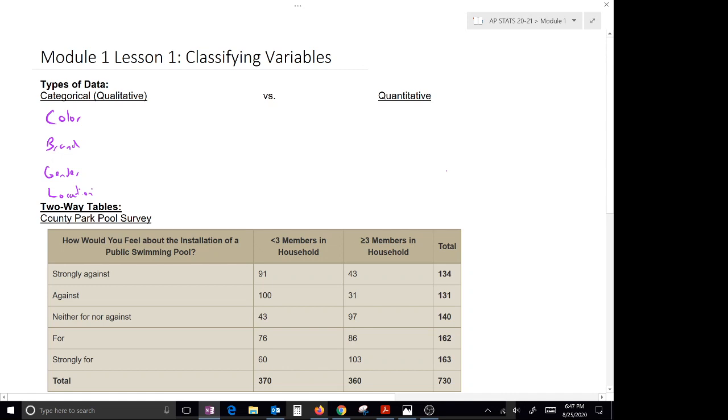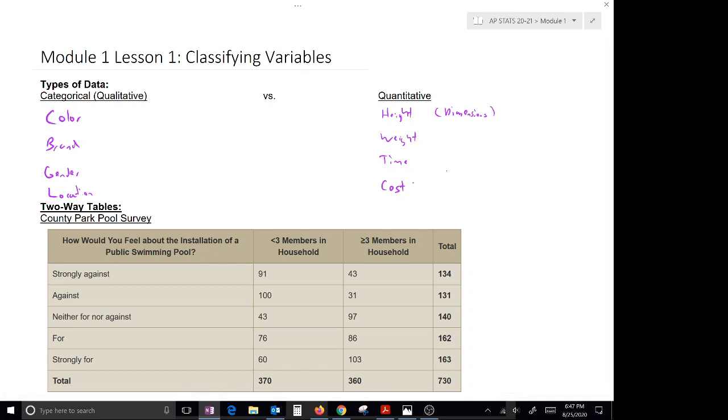Okay. Quantitative would be things that do have a numerical value. So height, basically any sort of dimensions. Things that you can measure with a ruler. Weight. Time. Cost. Anything that we could associate an increasing or decreasing numerical value to.